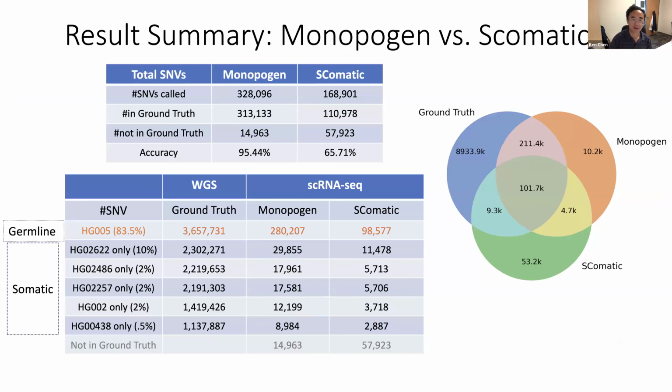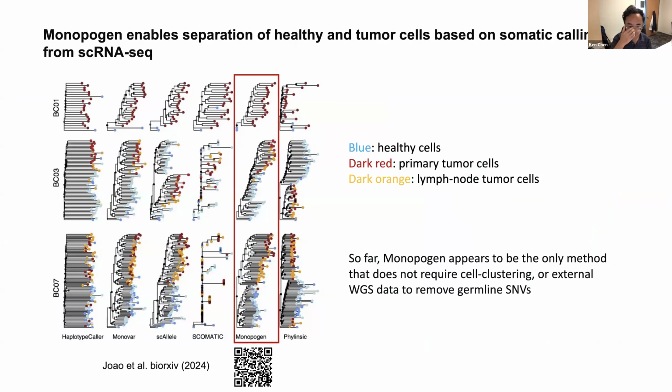Okay. Thank you for the point. So this is actually an independent validation. Another study, which you may be interested in, that we were not involved in at all. Here, this is three different types of sample: healthy, primary tumor, and lymph node tumor. They called the mutations from single cell RNA sequencing as well and constructed the phylogenetic tree. As you can see, our Monopogen is able to reasonably classify those cells according to their tumor or healthy origin, but other tools had some challenge in doing this, including Schematic. So this is actually an independent validation as well.